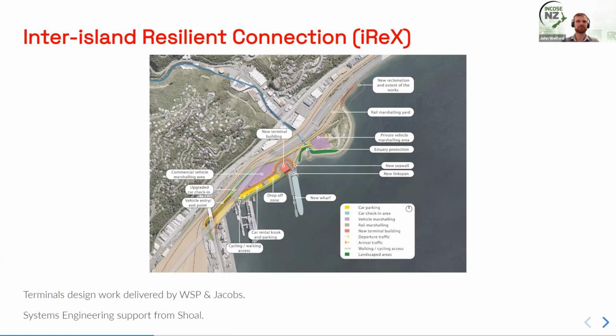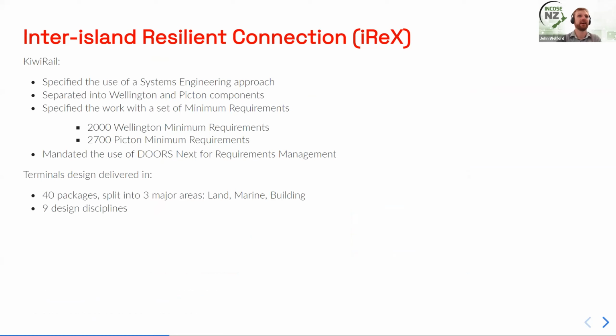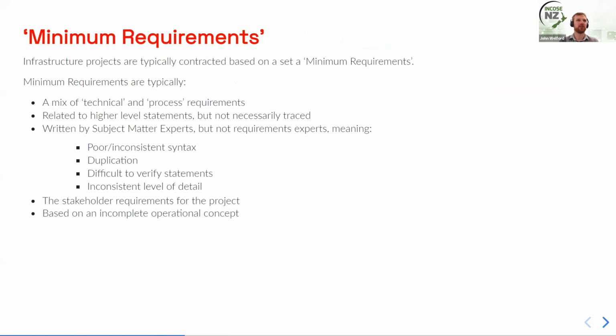So to put a few numbers to that, again, we'll dig into these in a little bit more detail. They have a set of minimum requirements specified by KiwiRail as the client, again, mandating the use of DOORS Next Generation, and multiple design packages, multiple design disciplines, 3 major areas of land, marine, and building. And we'll dig into a little bit as to what we mean by minimum requirements.